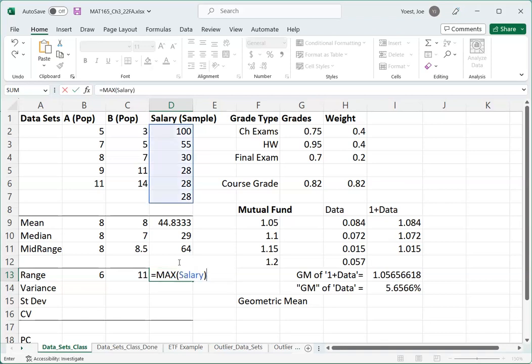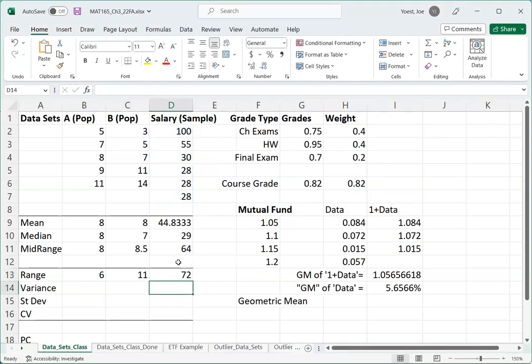So max of the salary data minus min of the salary data. I see the range of the salary data is $72,000, right? Different unit from the Ashley and Brandon data explicitly, but also implicitly, right? Just the general size of this data is much different than the size of that data.